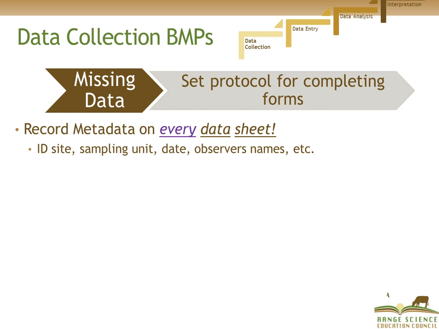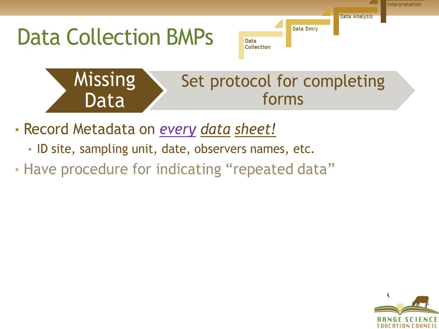we do not have an unidentified data sheet, a sheet that has information on it but cannot be tied to the site or the sampling unit where it was collected is not valuable because it has no identity. So we make sure that we write the ID of the site, the sampling unit, the date, and the observer's names and other information that is important depending on your sampling objectives.